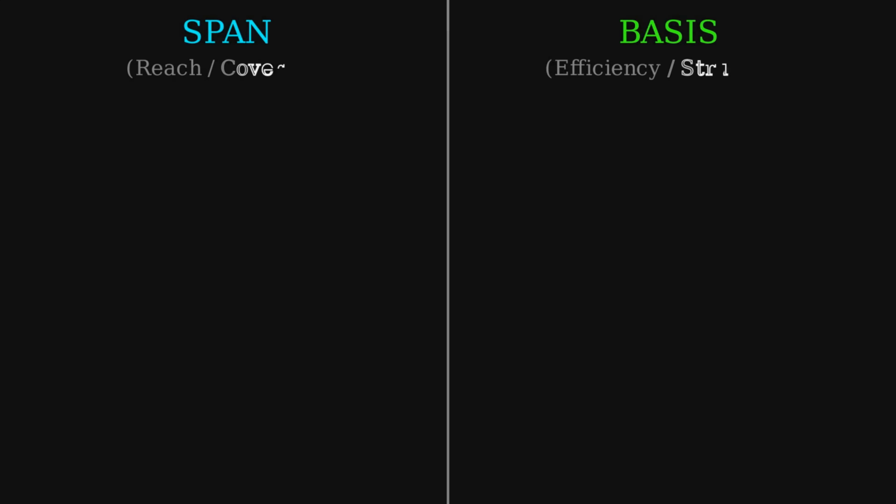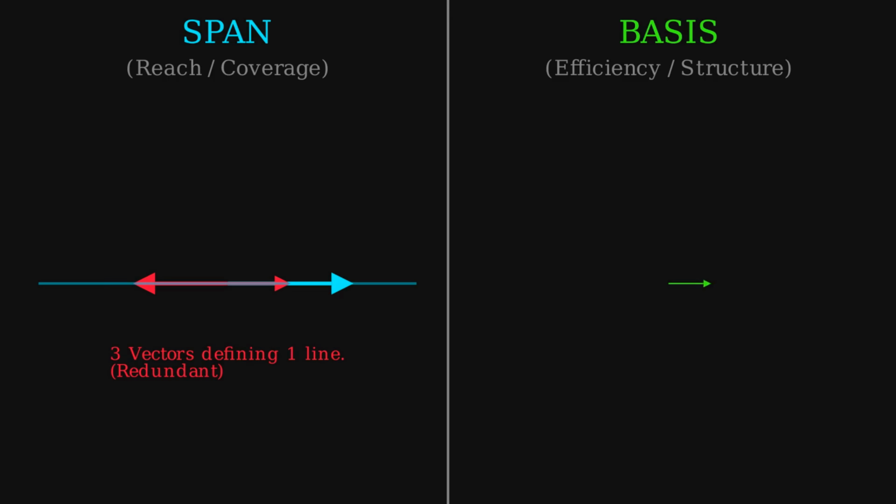Let's compare span versus basis side by side. On the left, we have span. Span is about coverage. In 1D, we can have 3, 4, or 100 vectors all lying on the same line. They span the line, yes, but it's redundant and messy. On the right, we have basis. A basis is about efficiency. To define that same line, a basis uses exactly one vector.